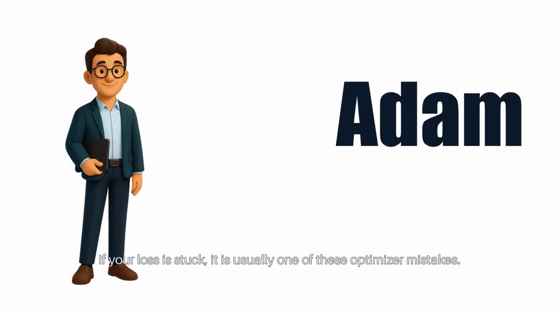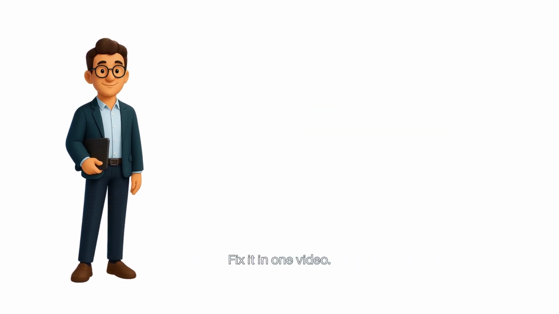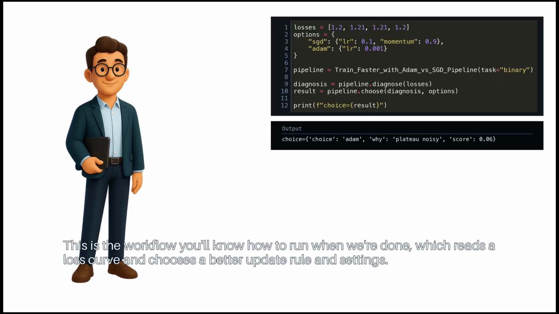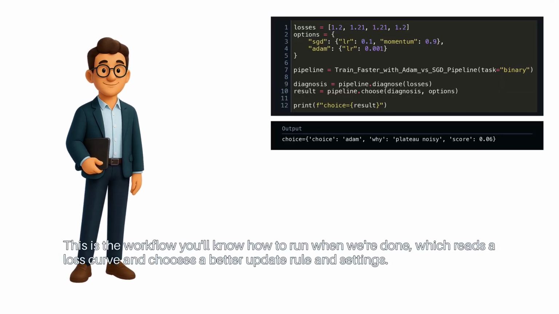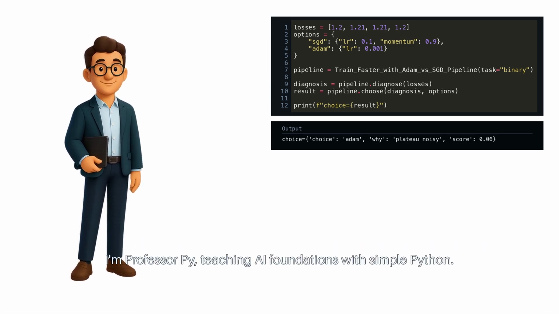If your loss is stuck, it is usually one of these optimizer mistakes. Fix it in one video. This is the workflow you'll know how to run when we're done, which reads a loss curve and chooses a better update rule and settings. I'm Professor Pi, teaching AI foundations with simple Python.